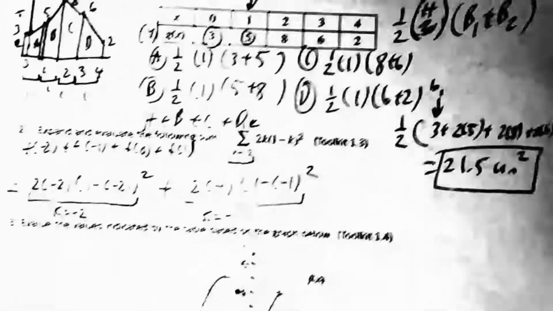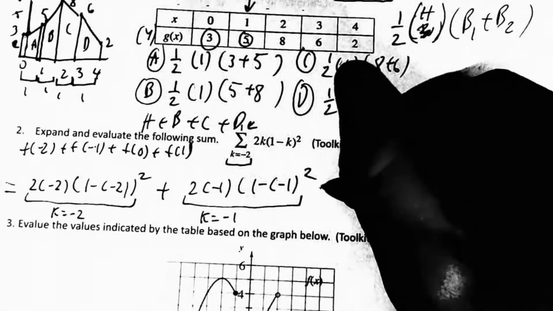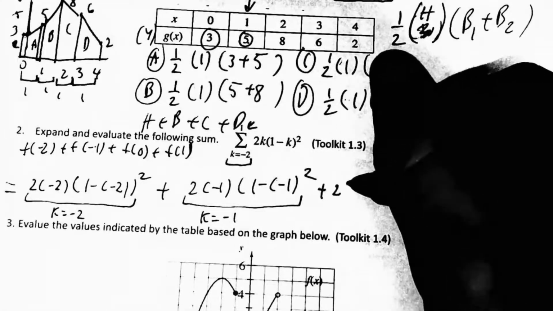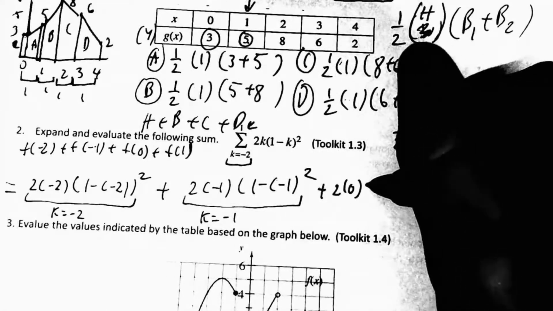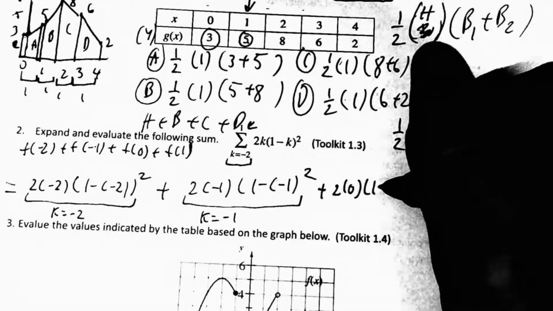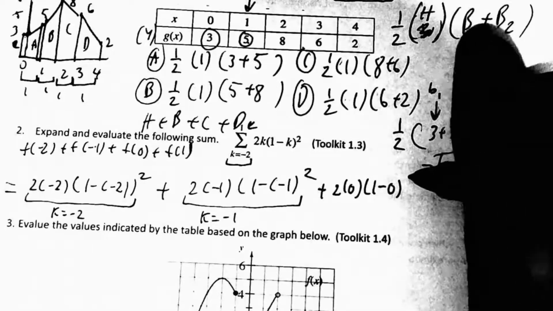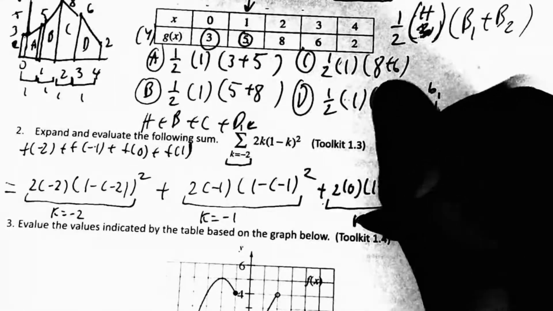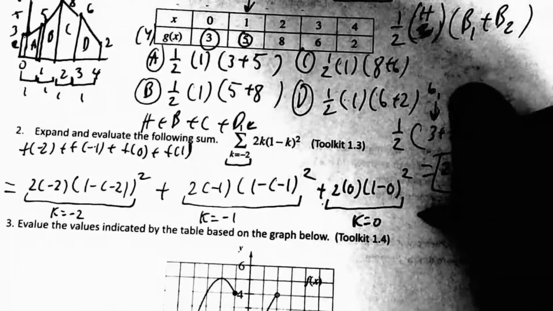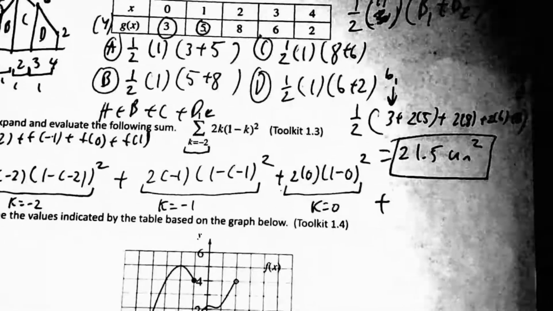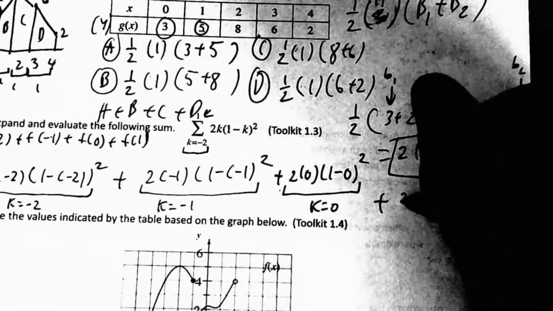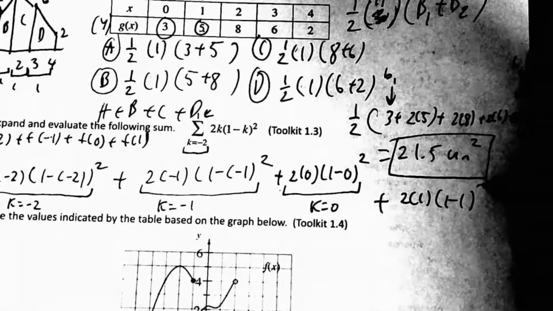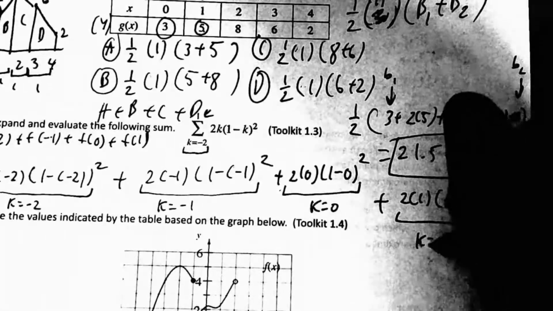I got 2 more to do. K equals 0 and k equals 1. Plus 2 times 0 times 1 minus 0 squared. This is k equals 0. And then plus, I know it's getting a little messy, 2 times 1 times 1 minus 1 squared. This is k equals 1.